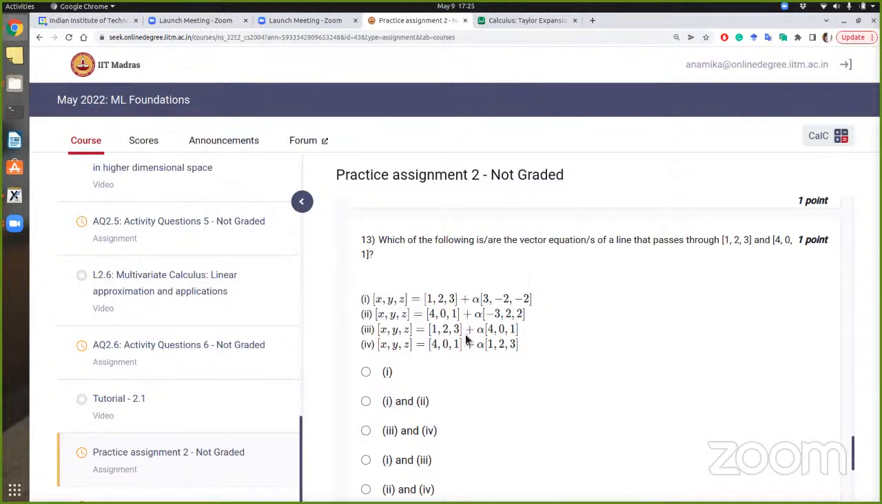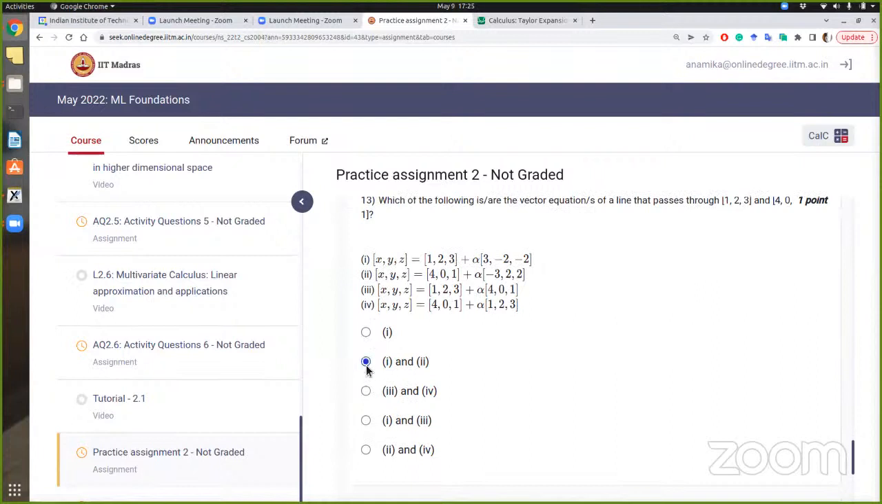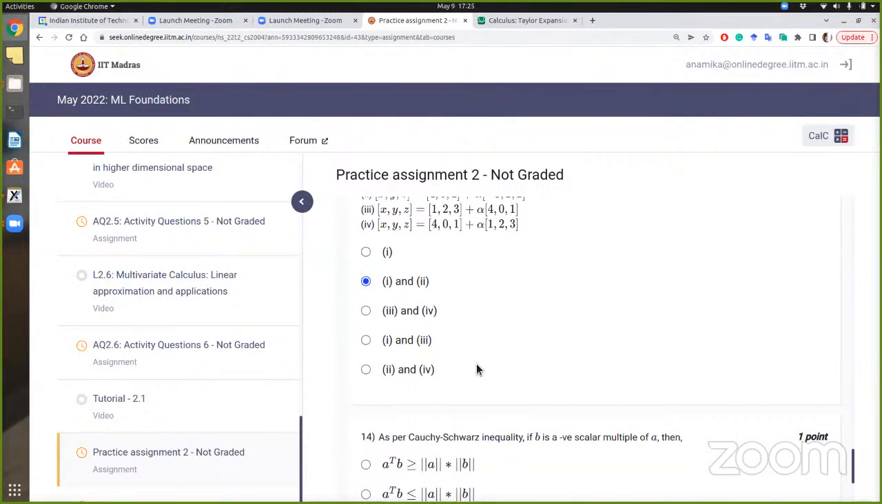Okay. Second option, it passes through point B, which is 4, 0, 1, plus alpha. For the direction, you will take A minus B, which is 1 minus 4, 2 minus 0, 3 minus 1. So the second option is also correct. This should be the correct option.